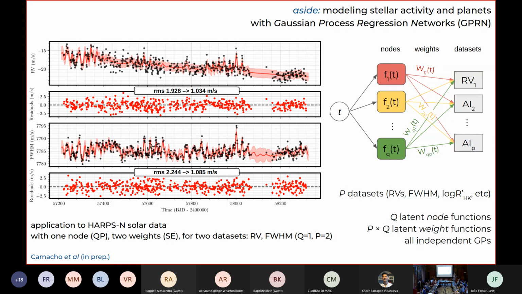It's been challenging to do inference on this model, and I think we are clearly missing nodes and freedom here. But still, we are able to reduce the RMS of the HARPS-North data quite a bit. But that's an aside because we are working on the application to ESPRESSO, and that's not yet done.